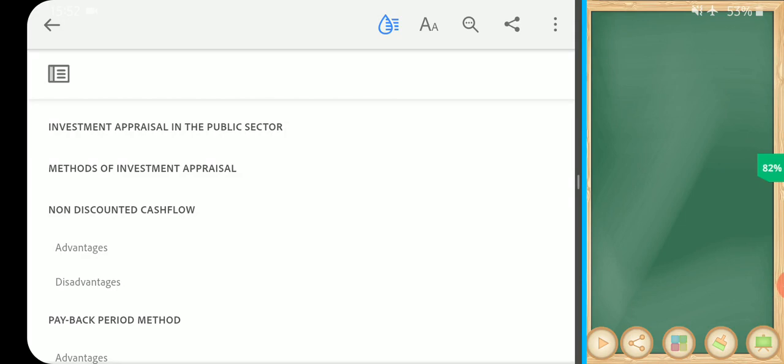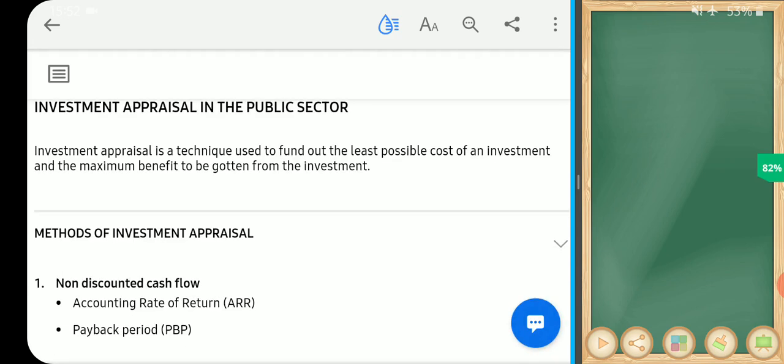Today, we'll be looking at the topic investment appraisal in the public sector. Under that, we'll be looking at the methods of investment appraisal. Then, we'll look at discounted cash flows, not discounted cash flows for today's class. So, let's start with the first one, which is investment appraisal in public sector.